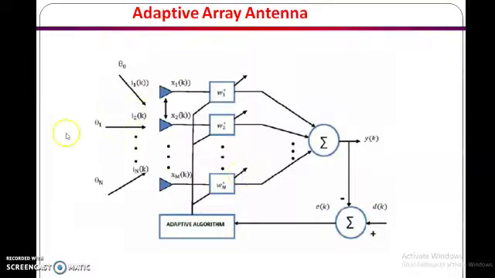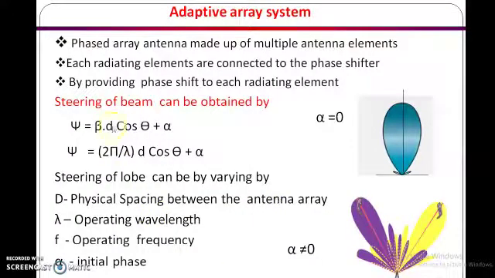This is the adaptive array system. The difference is that here we use the adaptive algorithm, which we can call a DSP processor, and it will adjust the phase shift of each individual antenna element, and accordingly the beam can steer in any desired direction. And this is the output, and here is the error signal, and this is the reference signal, and accordingly there is a feedback, and it will continuously track multiple users.